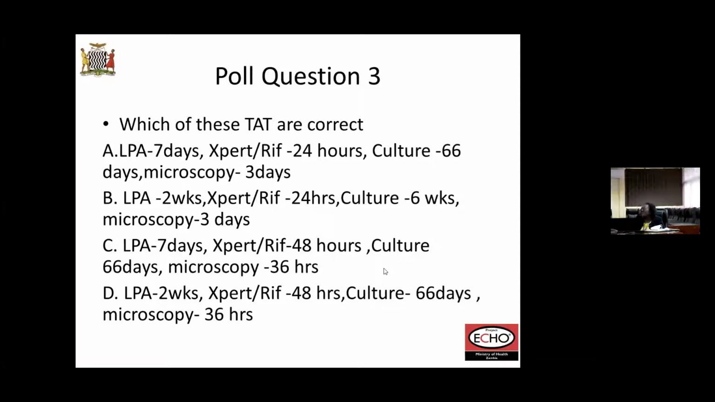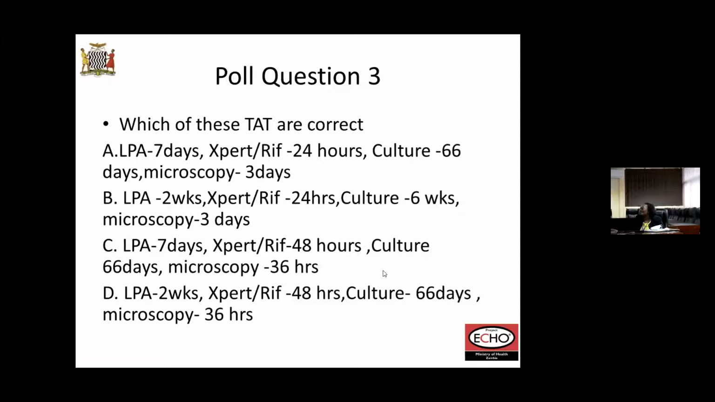Let us vote. Exciting. I see people are voting. Yay! This is good. Only 11 of us have voted. I will allow a few more seconds for this one because I know it's a particularly annoying one. I apologize once again. Okay, for some reason, I can't see the bottom one. The votes, okay. So which of these turnaround times are correct?